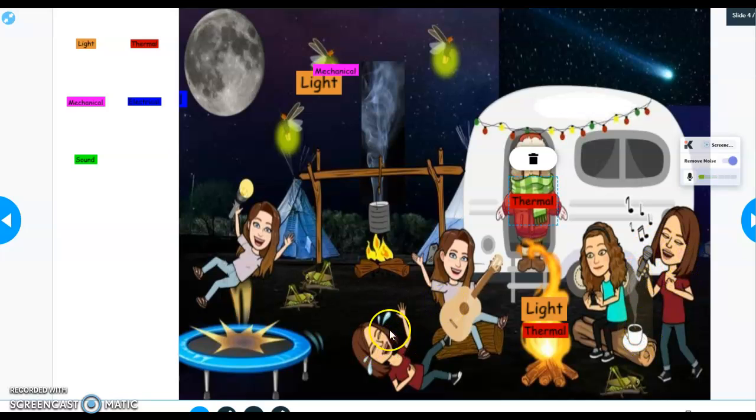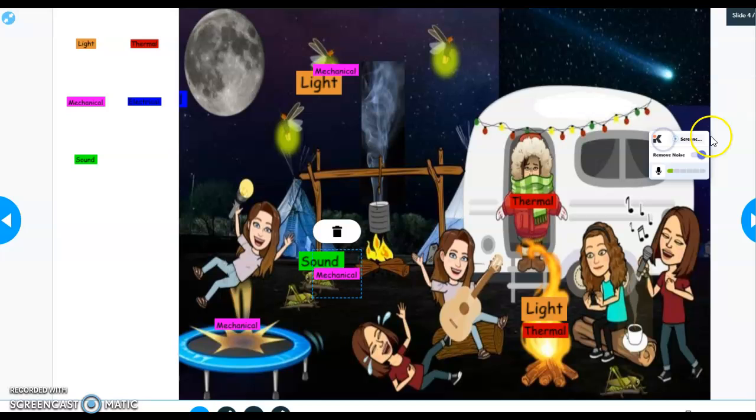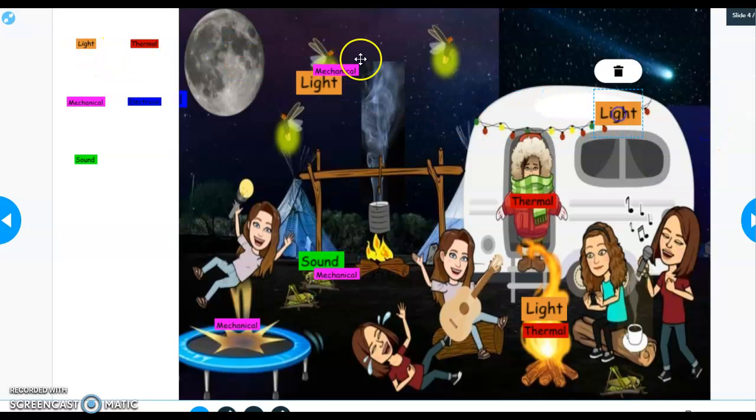We've got sound here. She's laughing, so there's sound. With a guitar would be sound. This could be mechanical. So there's a lot here. The crickets could be sound and mechanical because they have to move their legs. So there's a lot that they can label. So just as many things as they can label in whatever time frame you want to give them. So like Christmas lights would be light and electrical. So the main thing is finding those multiple energy forms.